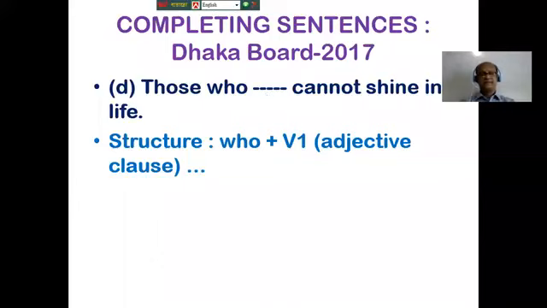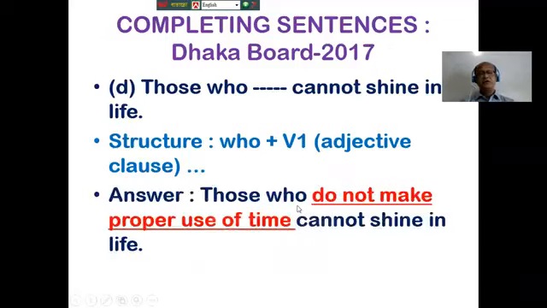because it happens always. We use verb one to indicate some event happening always, all the time. So what can be the possible answer? Those who do not make proper use of time cannot stand in life. We can use affirmative structure like those who ignore proper use of time, those who waste time. You can try to use the easiest answer possible. Easiest but lucid, but beautiful. That's the thing. Meaningful.